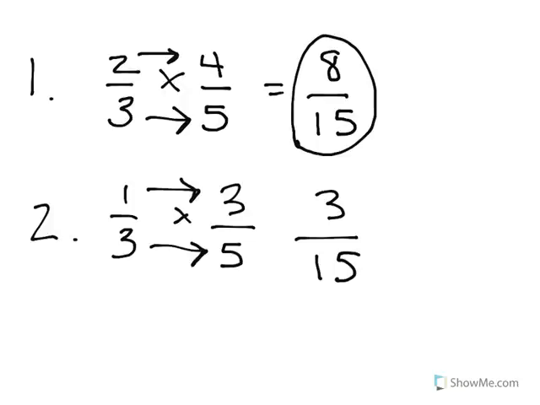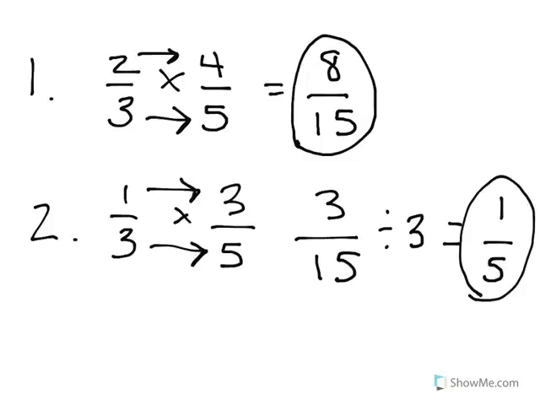Well, there is in this example. You can pull out the common factor of 3 from both 3 and 15. 3 divided by 3 is 1, and 15 divided by 3 is 5. Because my numerator is 1, I know I can't pull out any more common factors, so my answer is 1/5. Then, going on to my third example here.